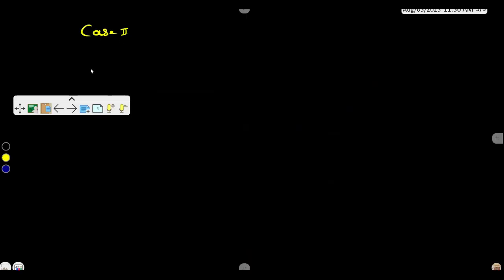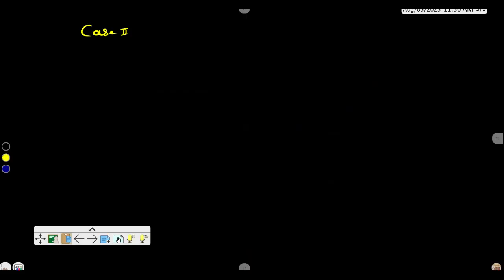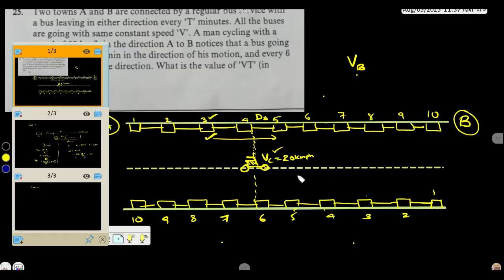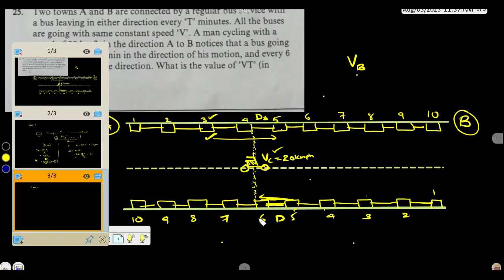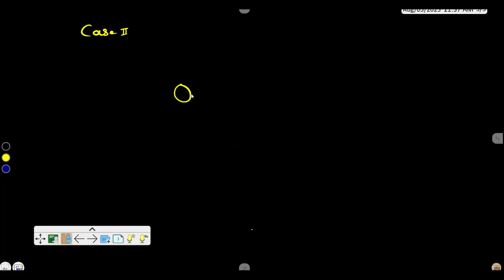In case 2, we are going to see the bus is going to travel on the other side. Now, the cyclist is present at this 6th bus. The 5th bus has to travel. The cyclist is present at capital D distance from the 5th bus. Let us now draw the same thing. The cyclist is present here, moving in this direction, and the 5th bus is present at some capital D distance from the cyclist.